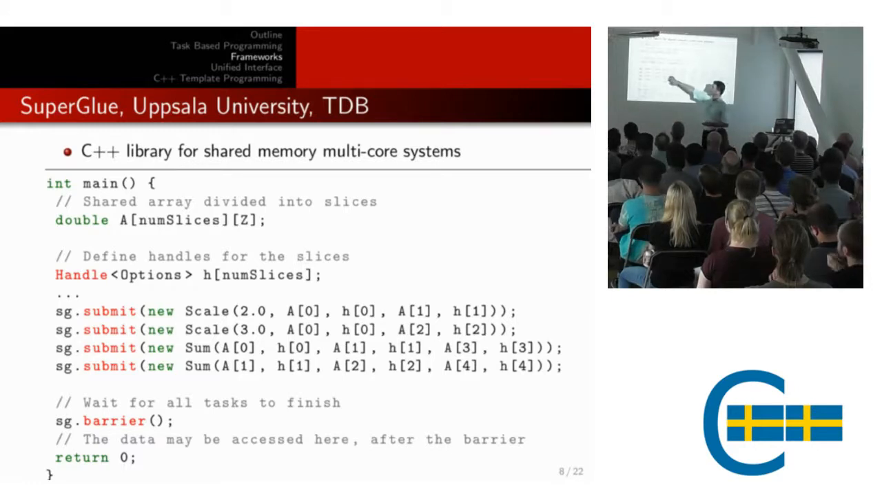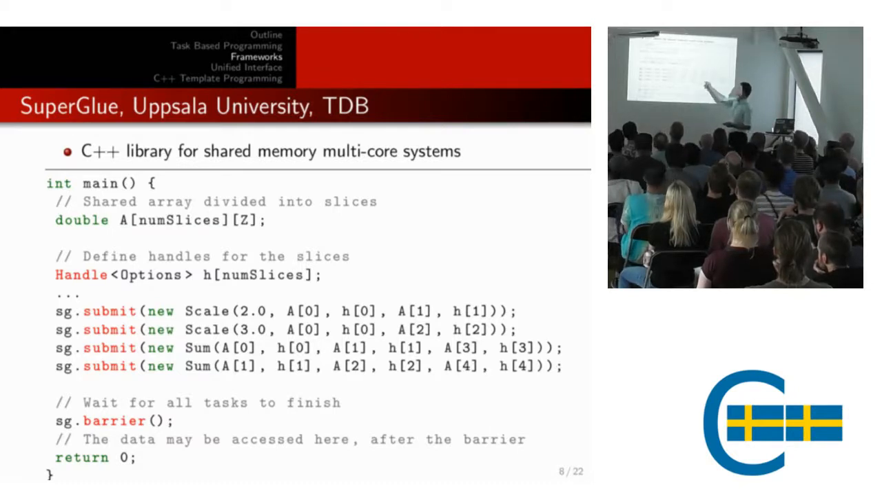These are the tasks. These are the data parameters of the two tasks. We make new instances, submit to the SuperGLUE framework and then wait for all the tasks to finish, then we can use the output data here. And here we see that there is an array of handles, H, that will be passed to the task constructors, and they represent the data that the tasks are using for input or output.